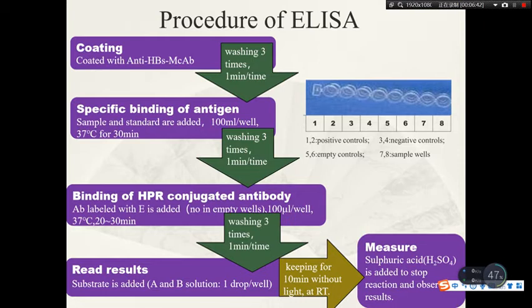After washing, step 3. Enzyme-labeled antibody is added to the wells, 100 microliters per well, except the empty well. Then incubate at 37 degrees Celsius for 30 minutes.